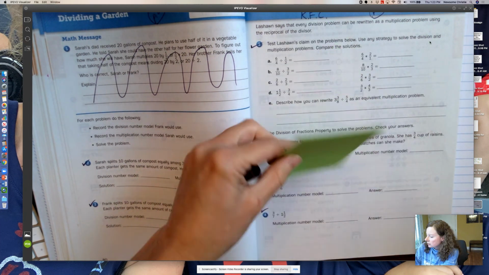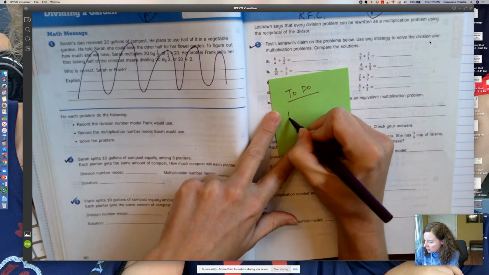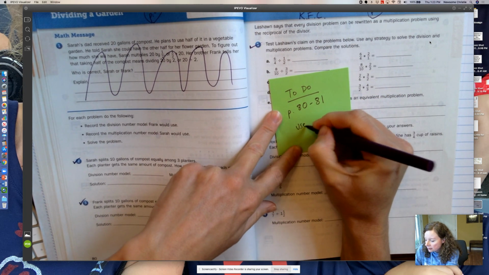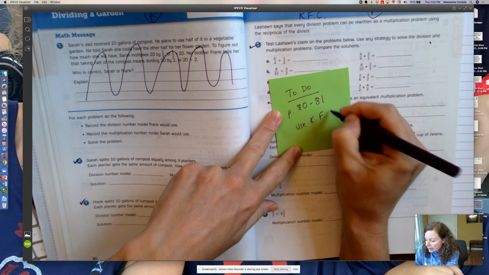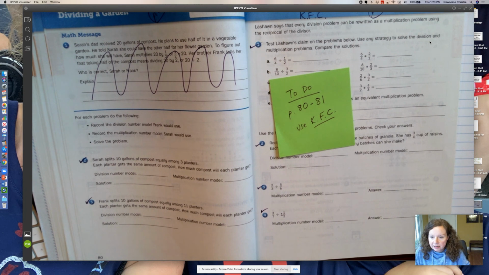So that was Riley's post-it. So your to-do list is page 80 and 81. And I'm going to remind you to KFC. Keep the first fraction, flip the second fraction, change to multiply. Okay, give that a shot, and I'll see you at 9 o'clock to review it and see how it went.